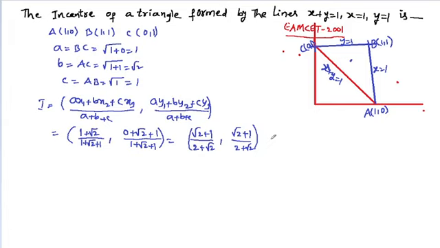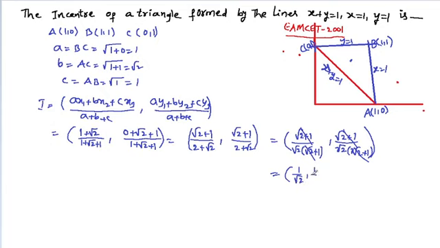Take root 2 common in the denominator. Root 2 plus 1 by root 2 common, that is root 2 plus 1, comma root 2 plus 1 by root 2 common, that is root 2 plus 1. Here root 2 plus 1, root 2 plus 1 cancelled, and again root 2 plus 1, root 2 plus 1 cancelled. That is equal to 1 by root 2, comma 1 by root 2. This is the incenter of the given triangle formed by the lines x is equal to 1, y is equal to 1 and x plus y is equal to 1.